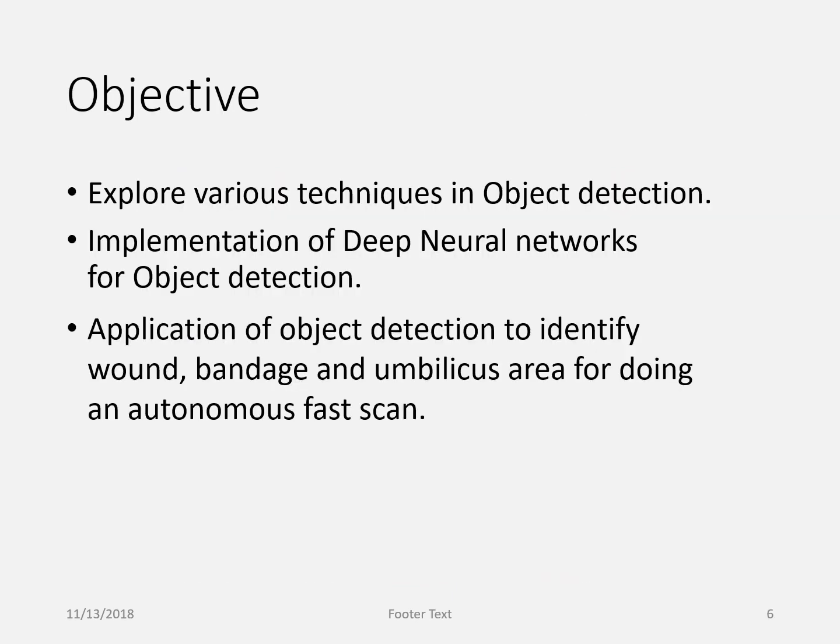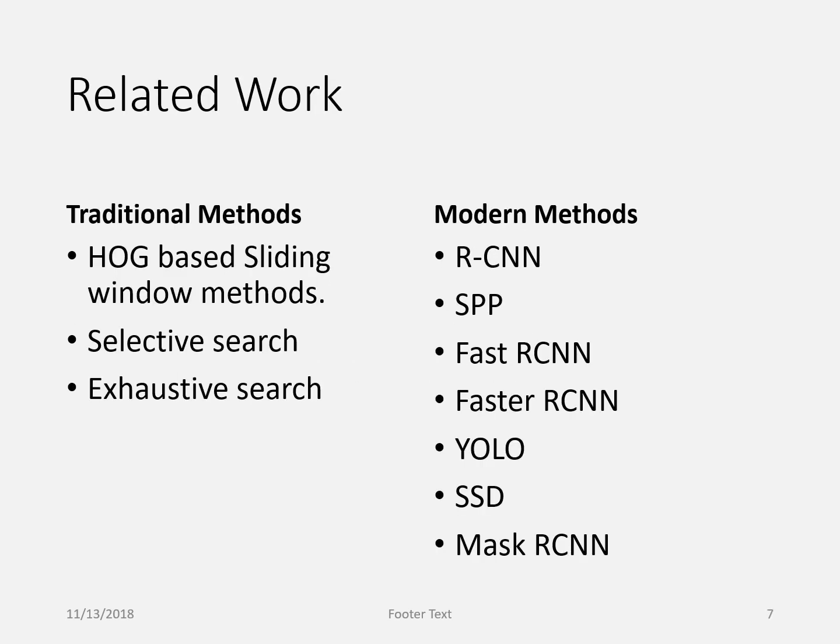Hey everyone, the objective of this presentation is to find an object detection algorithm which does this job more accurately and use those results for the applications of classifying wound, bandage, and umbilicus area for autonomous FAST scan. The traditional methods for doing this include HOG-based sliding window, selective search, and exhaustive search, which are not that accurate and neither fast enough.